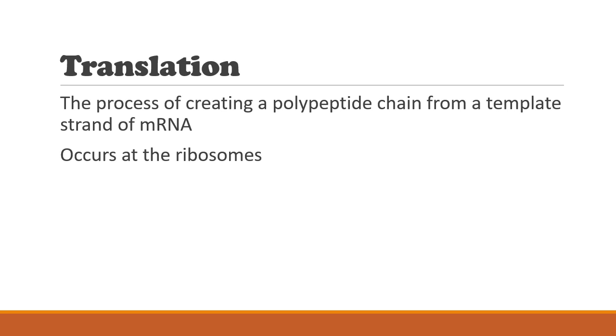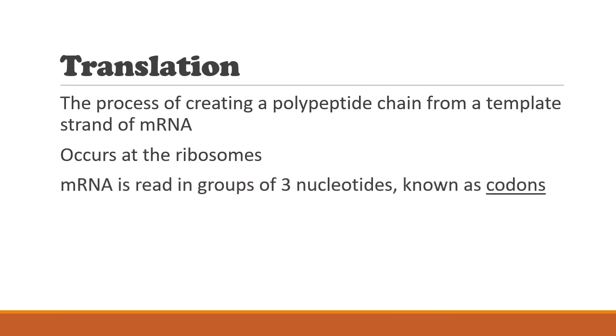What's important to know is this occurs at the ribosomes. mRNA is read in 3 nucleotides known as codons. So it's a series of 3 letters like AUG, CGA, UUU. 3 of those nucleotides at a time is referred to as a codon. So let's talk more about what those codons do.